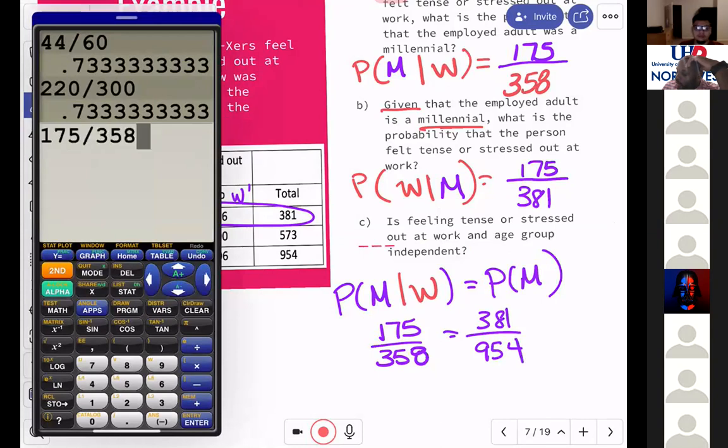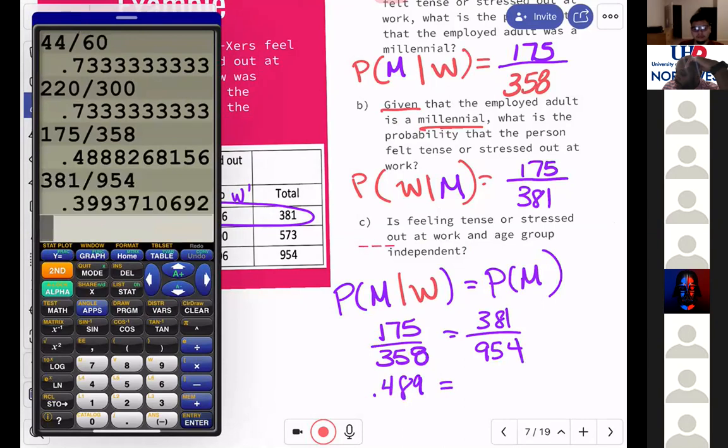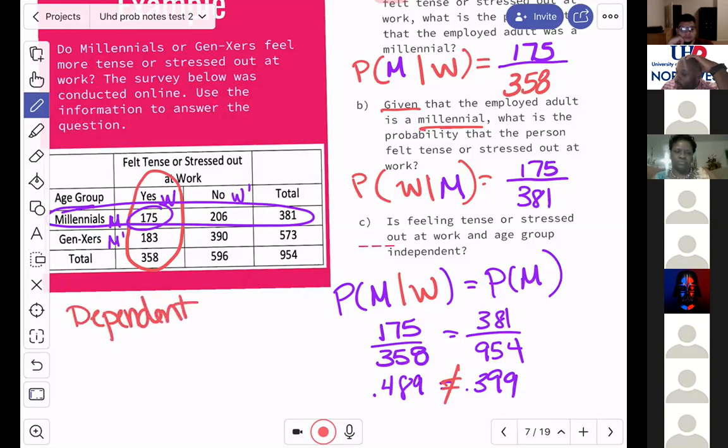175 divided by 358 is 0.489. Does that equal 381 divided by 954? Do they equal each other? No. So these are not equal. That means that these are dependent upon each other. Good. It looks like millennials tend to be more stressed out than Gen Xers, by the way. That's what this is saying when I look at the sample.